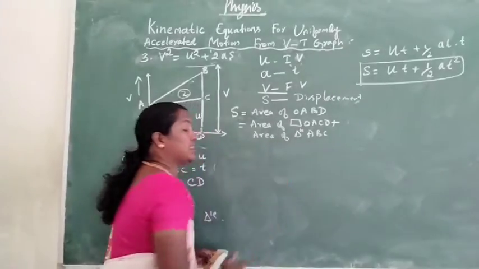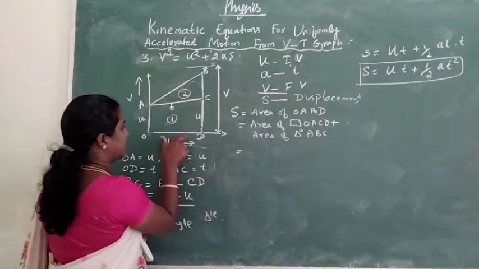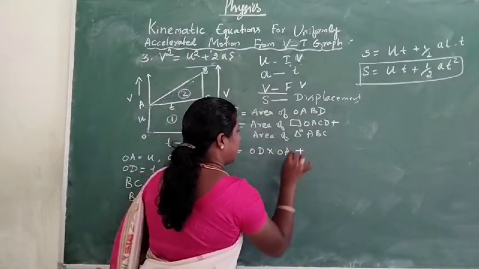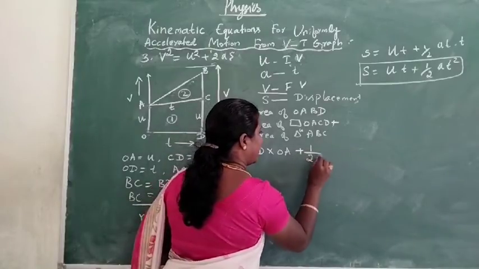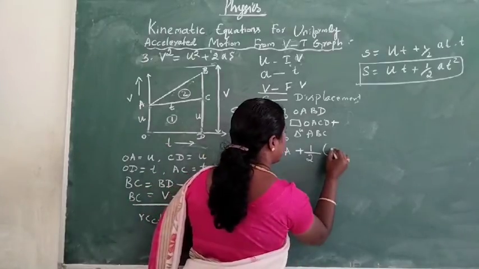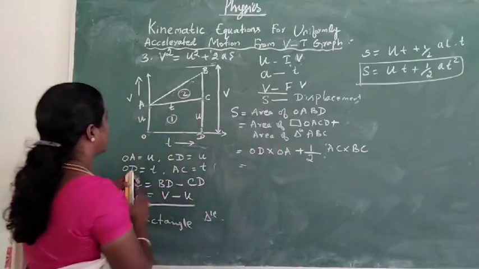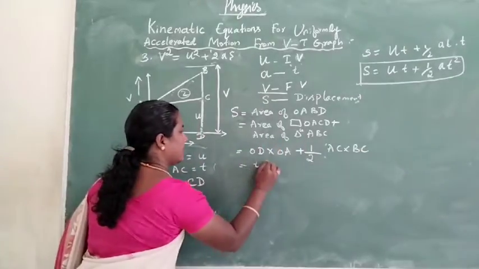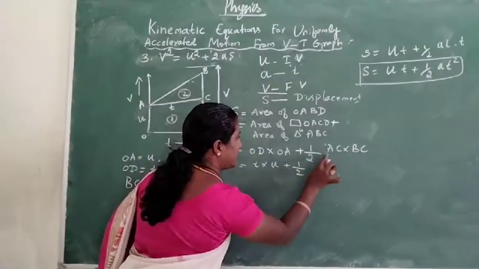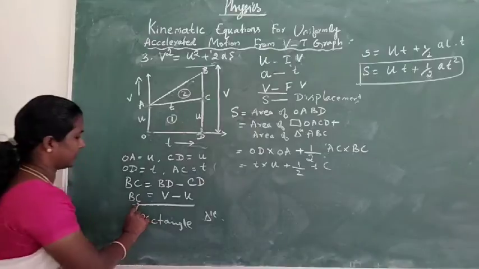In the same way, area of triangle is half into length into breadth. So I can write here: area of rectangle, that means length OD into breadth OA, plus area of triangle, which is half into length AC into breadth BC. Now, what is OD? OD is time T, OA is initial velocity U, AC is time T, and BC we know is V minus U.